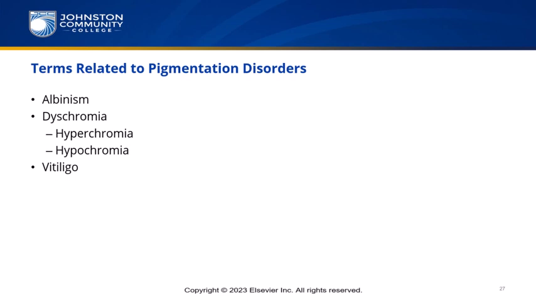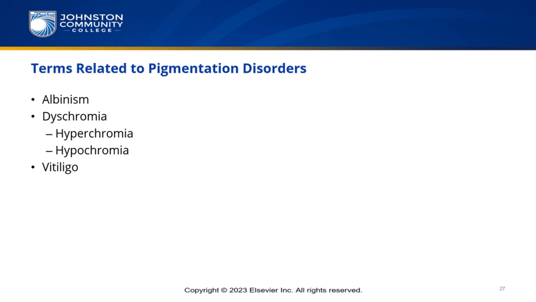not produce melanin. Next, we have dyschromia, which is comprised of terms dys, which is a prefix meaning abnormal, chromo, combining form meaning color, and suffix ia meaning condition. This is an abnormal condition of pigmentation of the skin. If an individual has less than normal pigmentation, it is referred to as hypochromia. If there is more than normal pigmentation, it is referred to as hyperchromia.